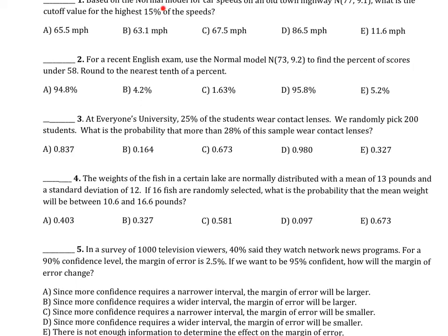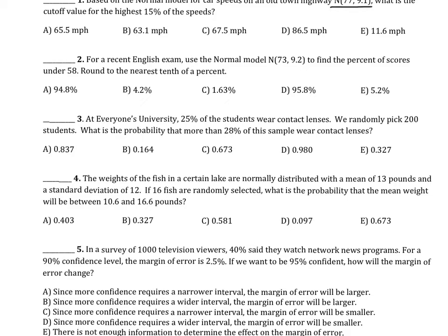Number 1, based on the normal model for car speeds on an Old Town highway. Remember this notation, this is my mean and this is my standard deviation. And that tells me that it's based off of a normal distribution. That's why we have that capital N there. It says what's the cutoff value for the highest 15% of speeds.